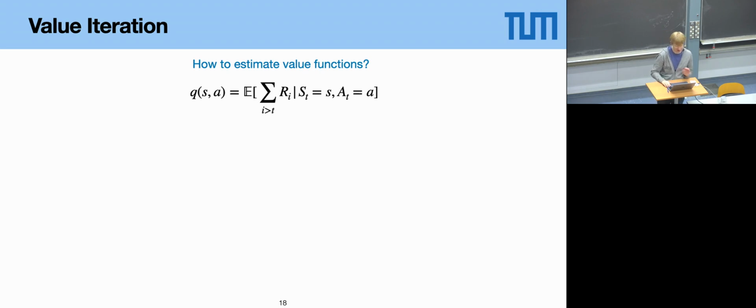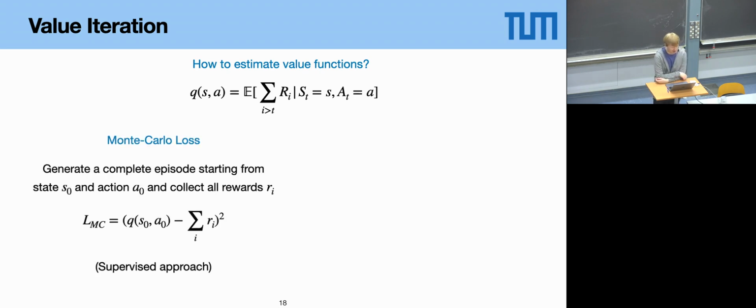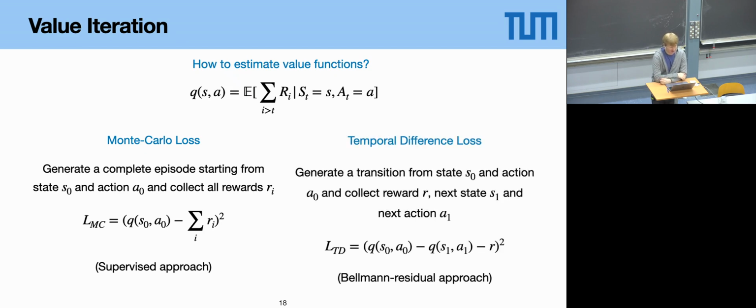We can now optimize for that by using two different losses. The first one is called the Monte Carlo loss. It's based on this idea of values as the sum of future rewards. What we do here is generate a complete episode starting from state S0 and action 0, and then we collect all the rewards that follow. Then we compare the prediction of the value against this observation, and this is basically a supervised approach.